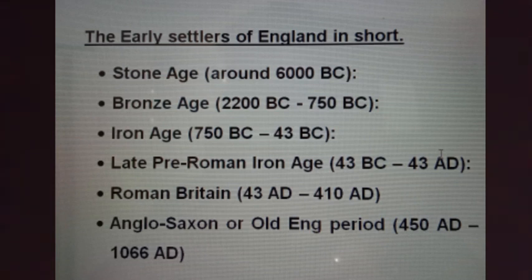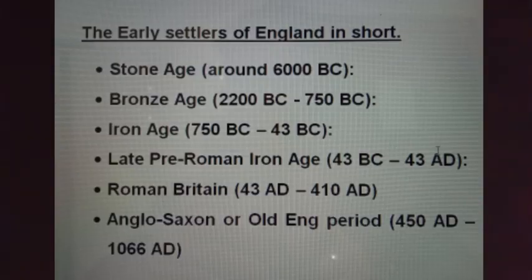After this came the Iron Age period, from 750 BC to 43 BC. After this, it was the late pre-Roman Iron Age, from 43 BC to 43 AD.